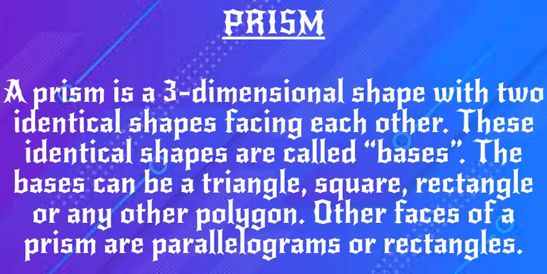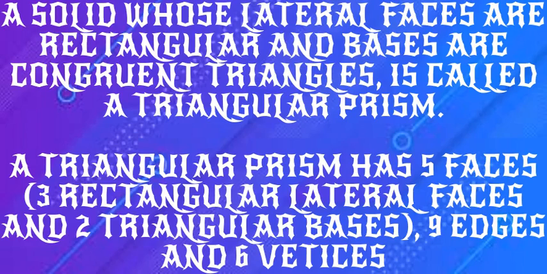Prism. A prism is a three-dimensional shape with two identical shapes facing each other. These identical shapes are called bases. The bases can be a triangle, square, rectangle, or any other polygon. Other faces of a prism are parallelograms or rectangles. A solid whose lateral faces are rectangular and bases are congruent triangles is called a triangular prism. A triangular prism has 5 faces, 3 rectangular lateral faces and 2 triangular bases, 9 edges, and 6 vertices.